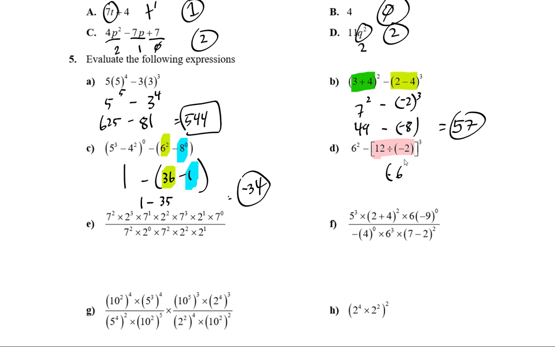Negative 6 still has to get cubed, and that's 6 squared minus that. If we cube negative 6, that's negative 6 times negative 6 times negative 6. That's negative 216. So 6 squared minus negative 216. Let's continue up here. 6 squared is 36. If we're subtracting 36 minus negative 216, that's the same as adding 216, which is 252.